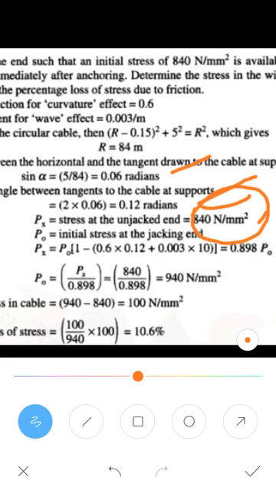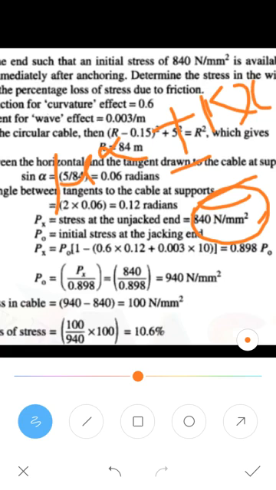That is the formula which is being used. I will repeat once again: Px is equal to P naught into 1 minus mu alpha plus kx. It is not written here, so I will write it here: mu alpha plus k into x. Okay, this is the formula which is being used.